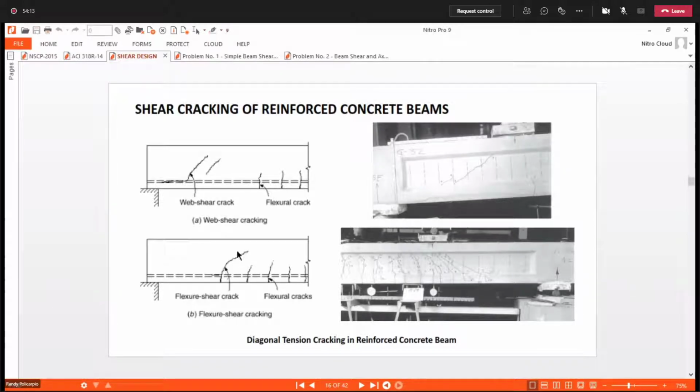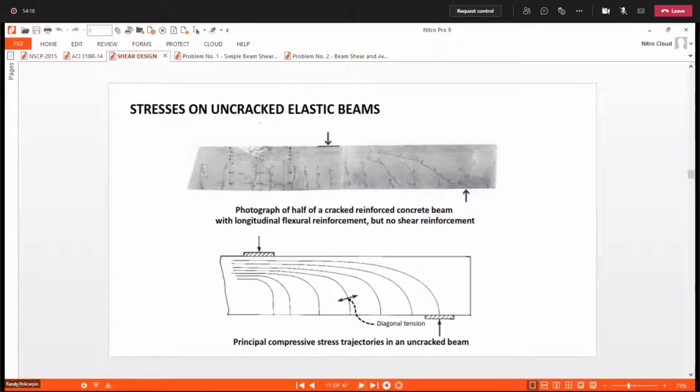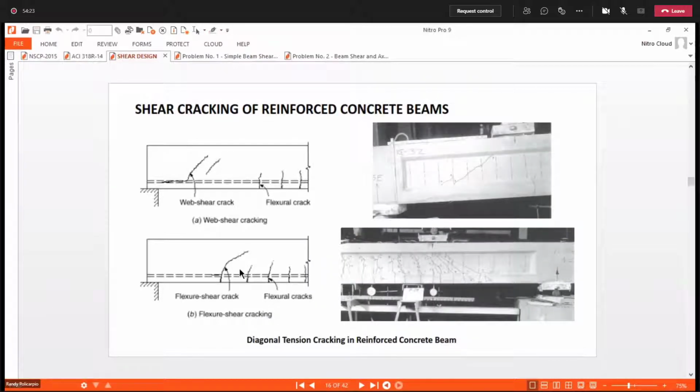And then at the web, ito yung pinaka-web ngayon ng ating beam. So yung cracks na nadidevelop dyan, if you're going to look at it, it is diagonal in direction. So this is due to shear. Okay, so this is due to shear. So yun yung about combination of web and shear and combination of flexure and shear.